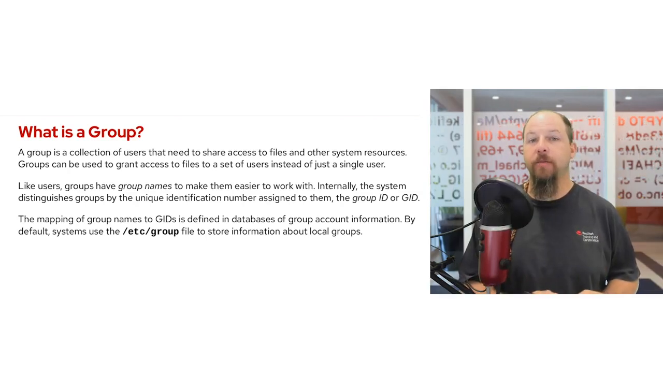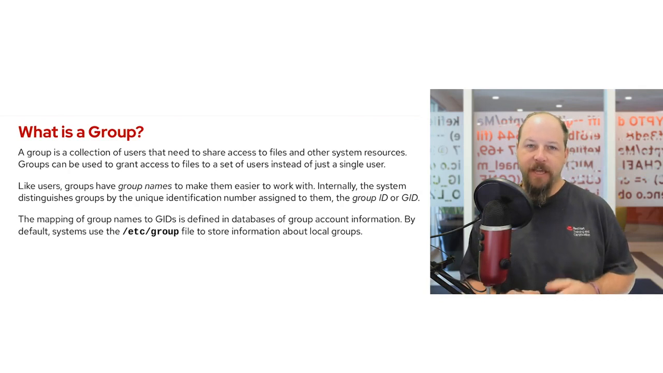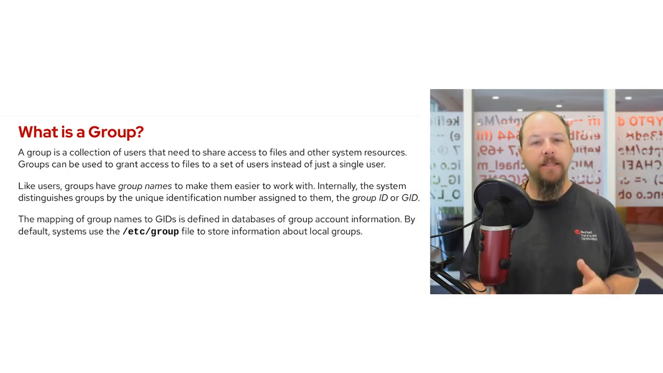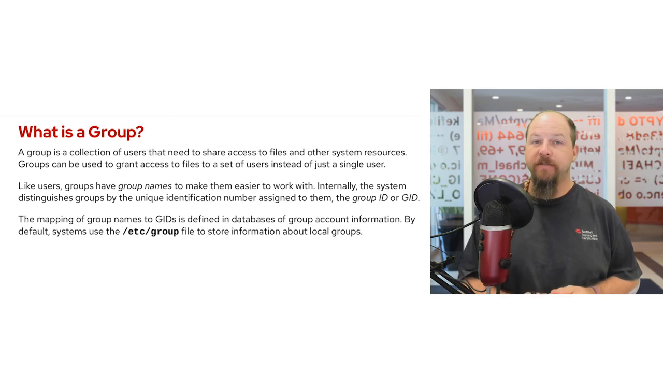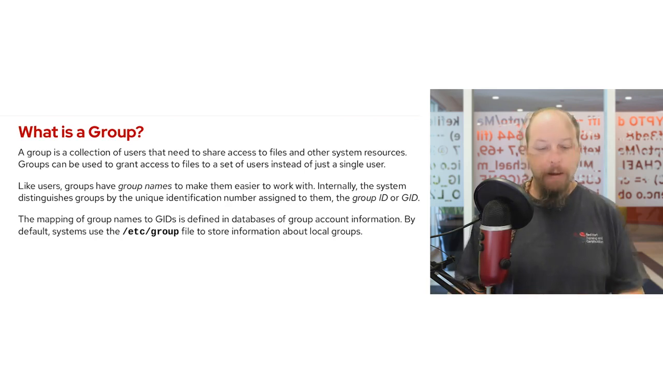Each group has a human-readable name that we use to interact with it, but always maps to a group identification number, or GID, in the same way that we saw users map to their user IDs. The operating system itself will actually keep track of group ownership and group membership via these GID numbers. By default, the system will use the file located in /etc/group to store this information.